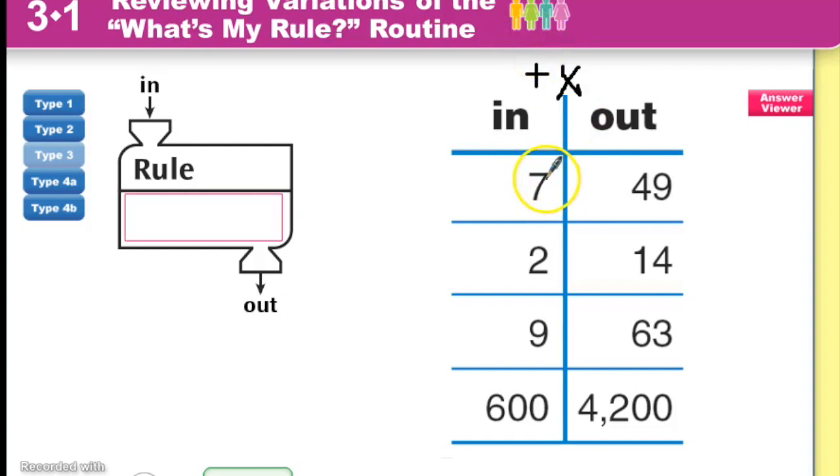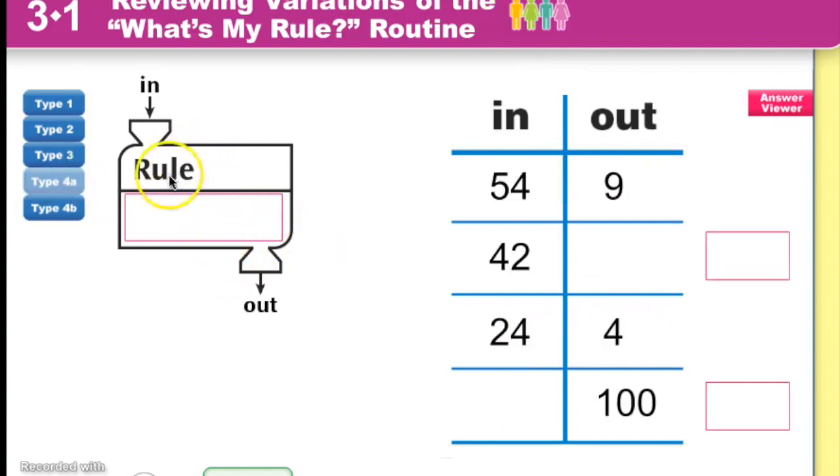So I know that somehow I need to get from 7 to 49, and I'm either adding something or multiplying something. I know my multiplication facts. I know that 7 times 7 is 49. It does equal 49. However, I cannot go by just this alone because, again, it could be addition. So let me try that same rule down here. When I apply that same rule, 7 times 2, it does equal 14. Let me check just one more time. Well, we've got it. 9 times 7 is 63.